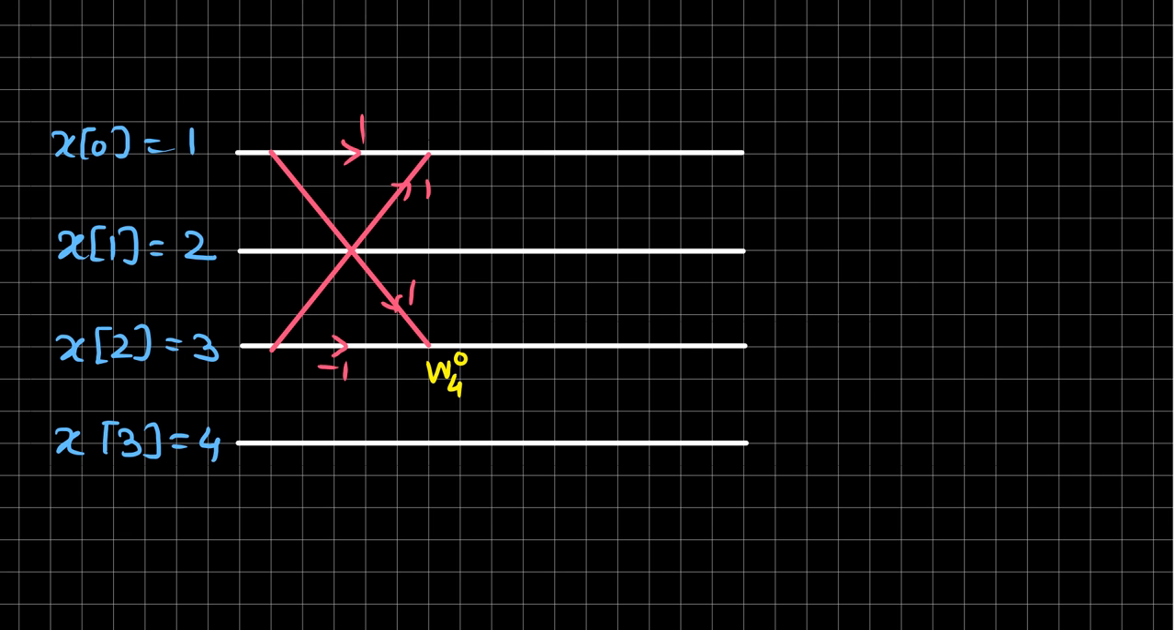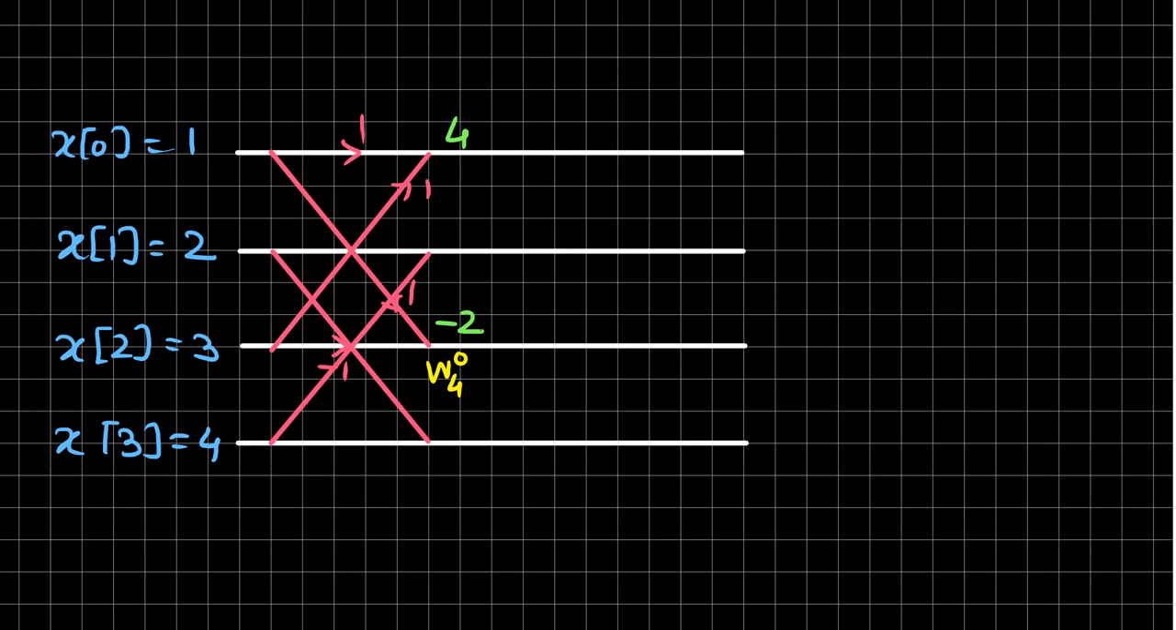The value that we obtain here would be 1 plus 3, so that comes out to be 4. Similarly, the value that we obtain here would be 1 minus 3 whole multiplied by W4 to the power 0, and this W4 to the power 0 is 1, so it is 1 minus 3, that comes out to be minus 2. So the value that we have here is minus 2. Similarly, we need to combine the points here and here.